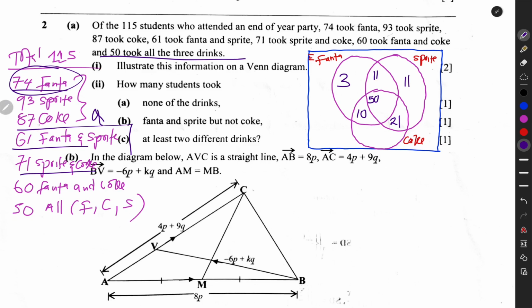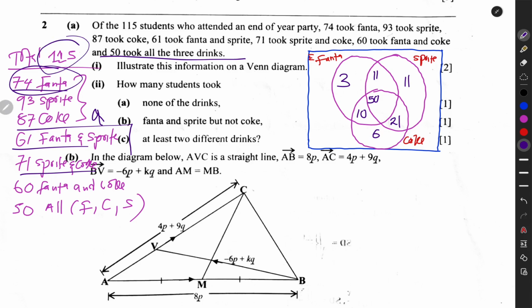Okay, so now what about Coke? Coke, we are supposed to have 87. We already have 50 plus 21, which is 71, plus 10, which is 81. The total is supposed to be 87, so here you have a 6. Okay, so we've put everything in the sets, but at the end of the day, you need to add everything and confirm if it is equal to 115.